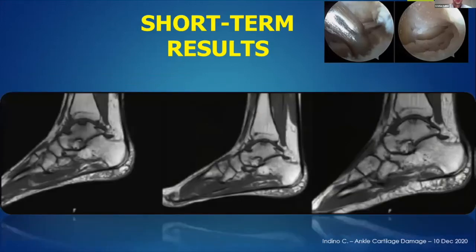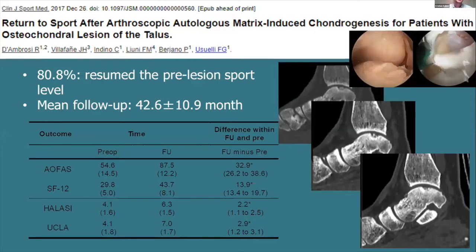But if we look closely at the medium-term follow-up at 1 year, we can see that the lesions still evolve during the second year after the surgery, and then stabilize 2 years after the treatment. We had the same trend, the same good results, also on the return to sport after this procedure. In our cohort, more than 80% of patients resumed the pre-lesion sport level, not the pre-surgery level, but the pre-lesion sport level, at a follow-up of about 4 years.